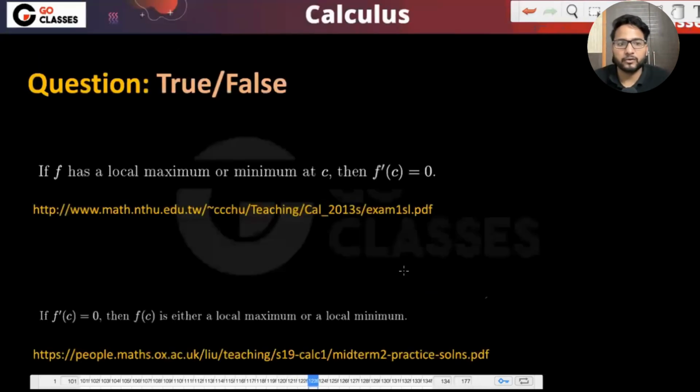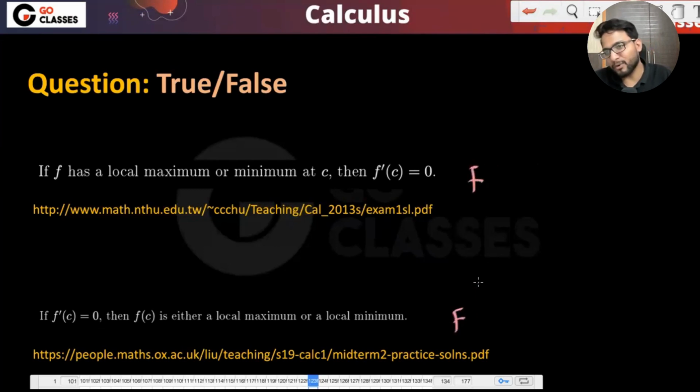Let's now see a different question. Just tell me this answer. These are the two questions for true and false. If f has a local maximum and minimum, then can you say f dash c is 0? Okay, so this is true and this is false. That's what you are saying. Okay, so if that has been asked in true or false, then actually both are false.